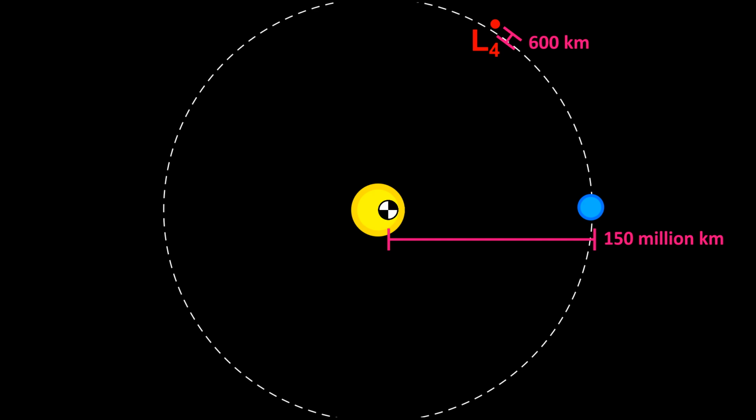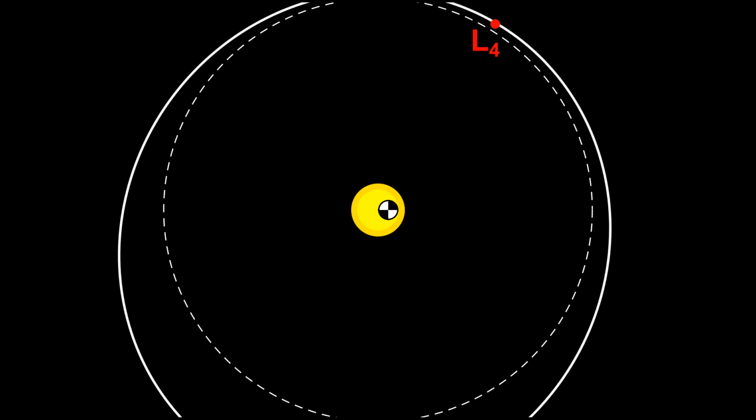Again, just like at L2 and 3, if the Earth were to suddenly disappear, a spacecraft at L4 or L5 would enter an elliptical orbit and drift higher. The period of this new orbit would be slightly greater than 1 Earth year.